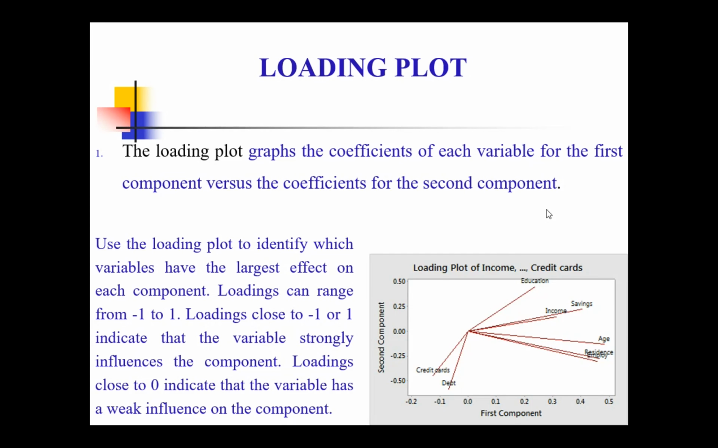The loadings that are nearer to 0 have weak influence. In this image, you can see the debit and credit cards are placed very near to 0. So the influence of these 2 variables is very, very weak, so we can omit those 2. But look at the others: age, residence, then employment, and all these are placed above, nearer to 0.5. So their influence will be higher.